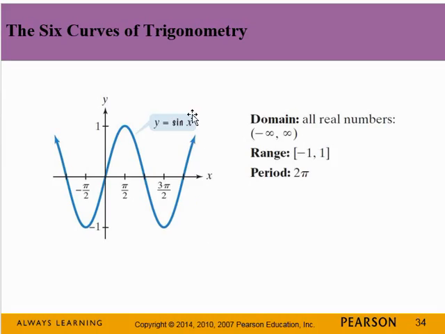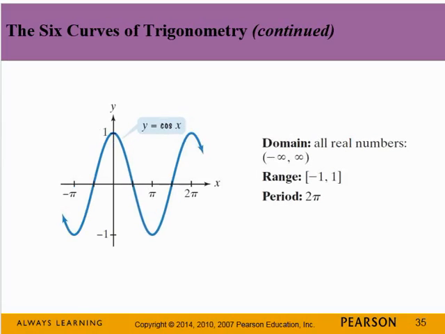So, the 6 curves of trigonometry. If you do not already have these written down or a snippet of them, I would do that now. Sine: domain is all real numbers, so negative infinity to infinity. Range is negative 1 to 1, and your period is 2 pi. Cosine: domain is all real numbers, negative infinity to infinity. Range is negative 1 to 1, and your period is 2 pi.